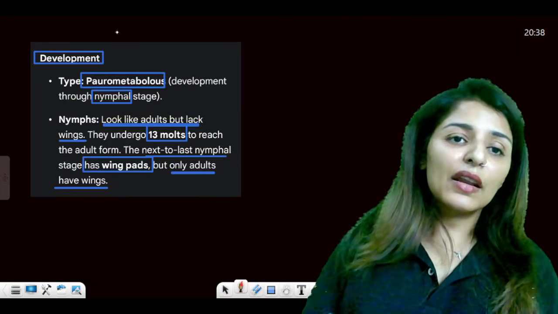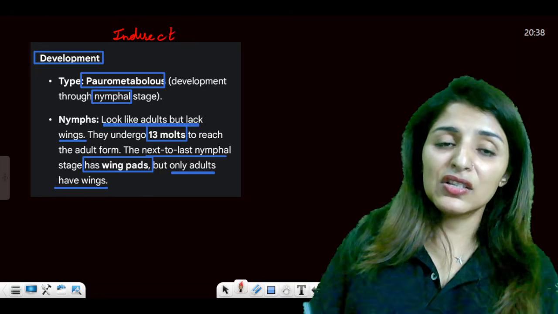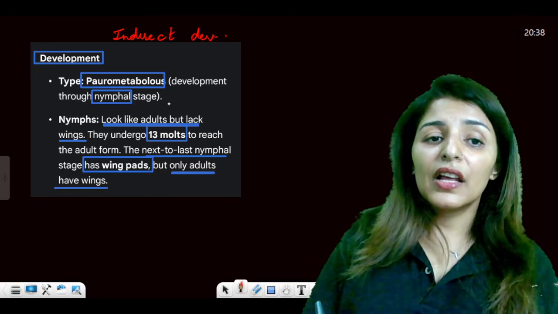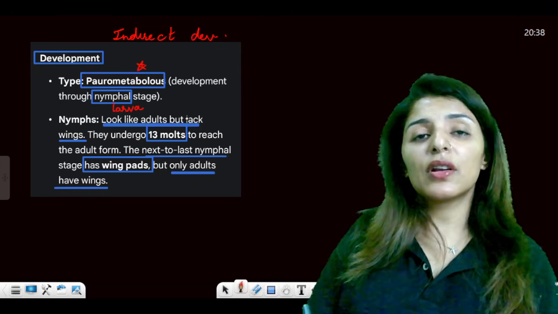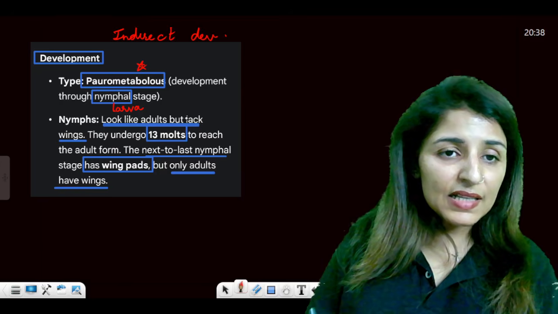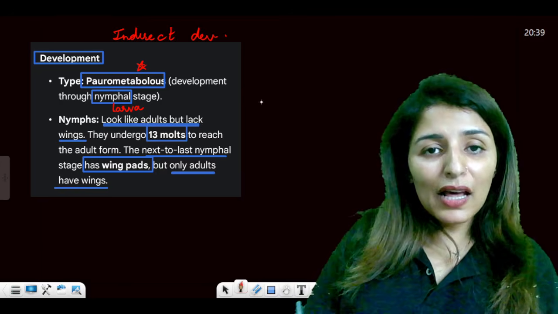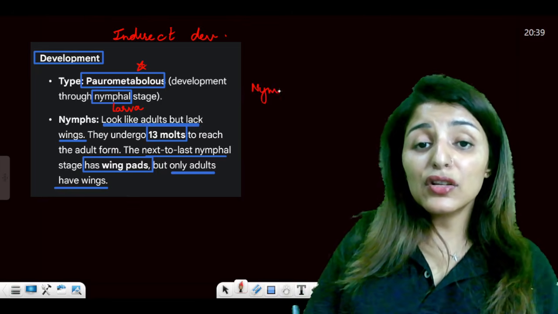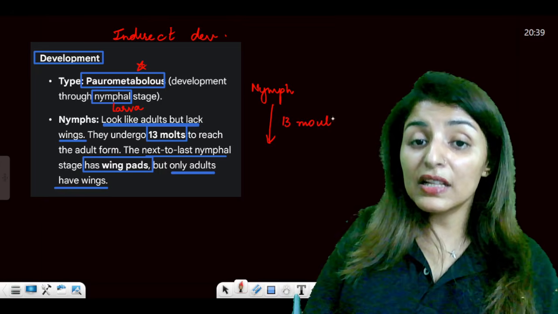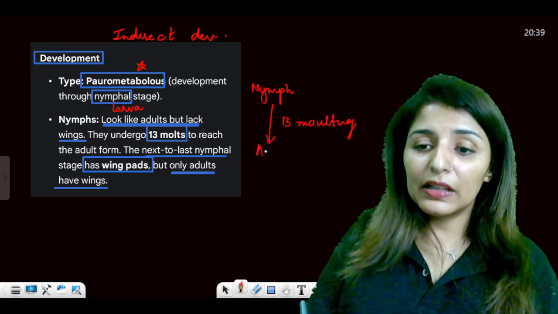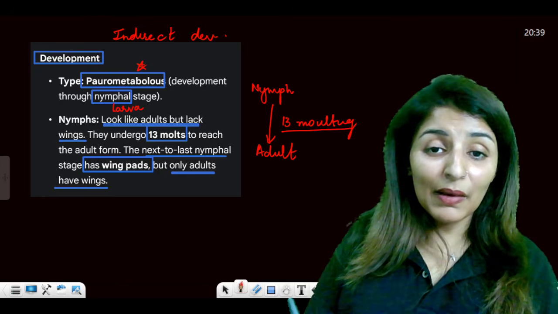Are these clear? Now, we must know it has indirect development. There will be a larval stage involved. Indirect development. Now, the larva is known as nymph. There is paurometabolous type of development. Is this clear? The larva looks like the adult but lacks the wings. So now the larva, that is the nymph, has to undergo 13 moltings to become an adult. Is that clear?